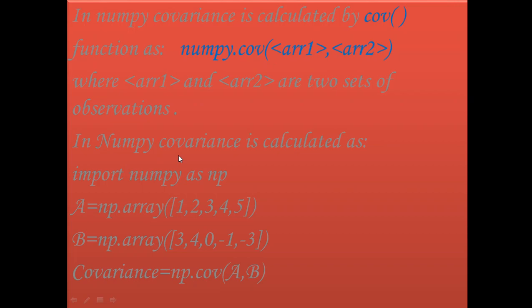So in NumPy, the covariance is calculated as: you will be creating two array variables, a and b. Look at here, a equal to np dot array, b equal to np dot array. These are the elements; the shape should be the same, that means the size of both arrays should be the same. And covariance equal to np dot cov a comma b. This is the very important line, np dot cov a comma b.